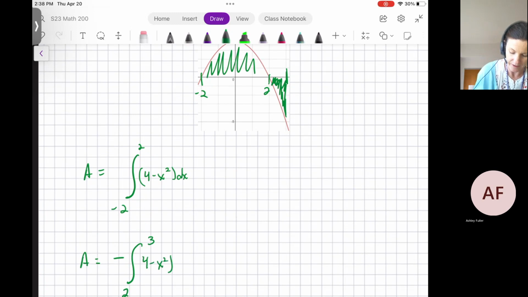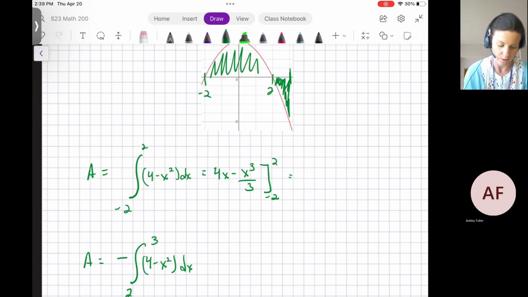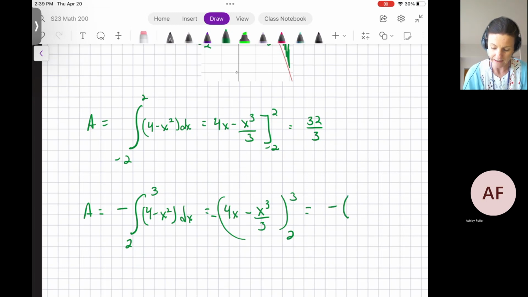Performing this integration, up top, we get 4x minus x cubed over 3 from -2 to 2. And I'll allow you to go back and plug those in, but if you have questions, let me know. When we calculate that value, we get 32 over 3. When I calculate this integral, I have 4x again minus x cubed over 3, and all of that's going to be negative from 2 to 3. And when we calculate that, we get negative and then a negative 7/3 inside, resulting in 7/3.